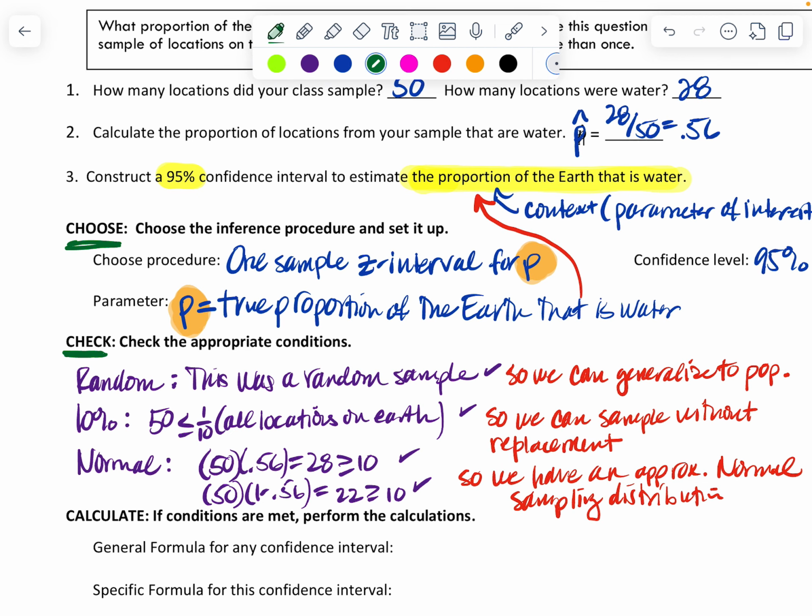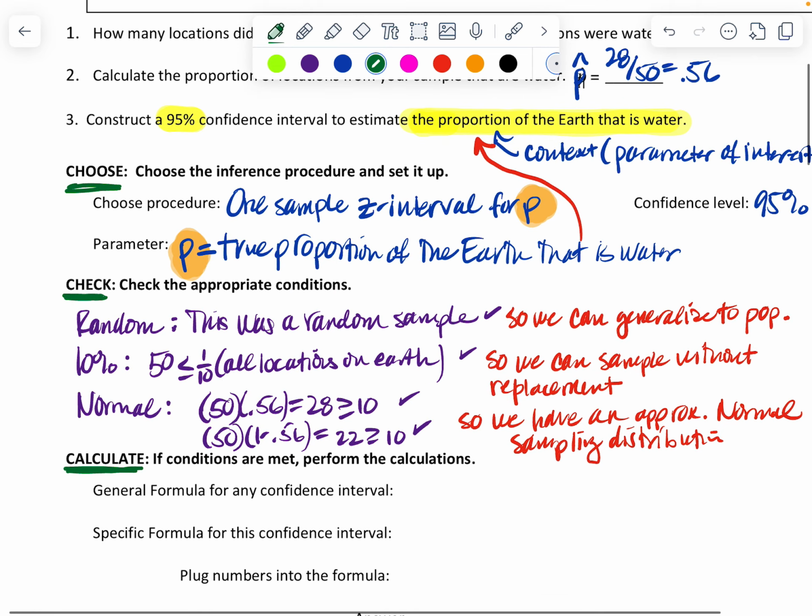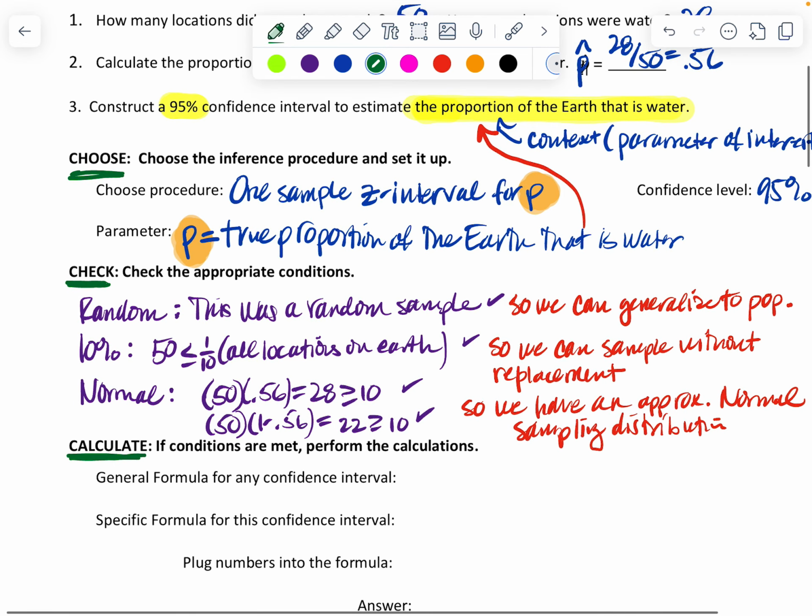This is where the math comes in, all right? So if conditions are met, we perform the calculations. So with the confidence interval and with the significance test later, but with the confidence interval for one sample, we are always going to start with our general formula. And our general formula is that the confidence interval is a point estimate plus or minus a margin of error.